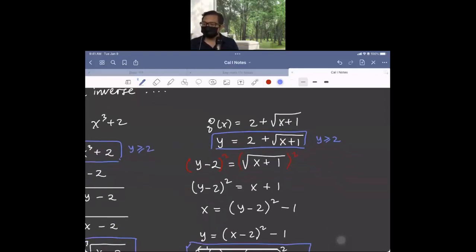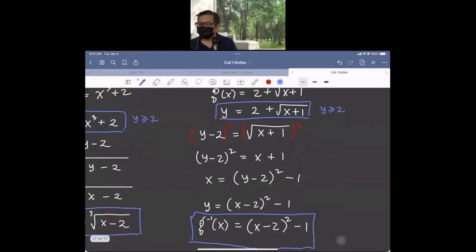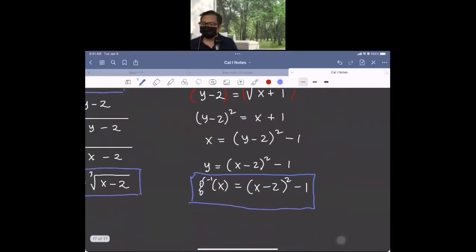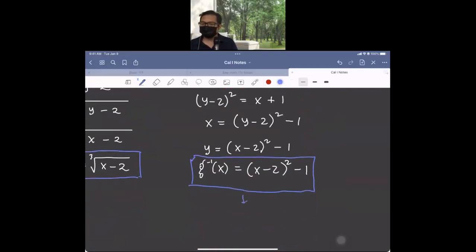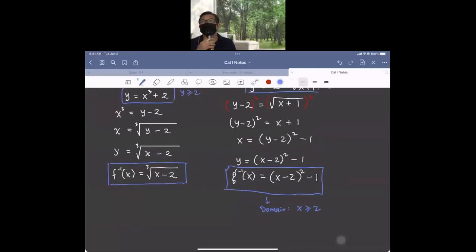Now, because we have this range, we can say that the domain of the inverse should be x greater than or equal to 2. This is to make it precise, okay? But it depends on the question whether you need to consider the domain or not. At least this is the method to find it, but in some cases, you also need to consider the domain.